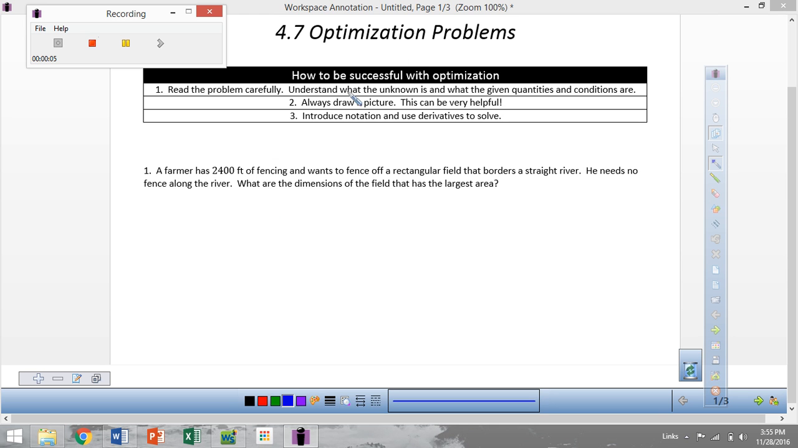So first of all, you want to read the problem carefully. You want to understand what the unknown is, what you're trying to find, whether it's a maximum or a minimum, and then also what those given quantities are and how those can help you.